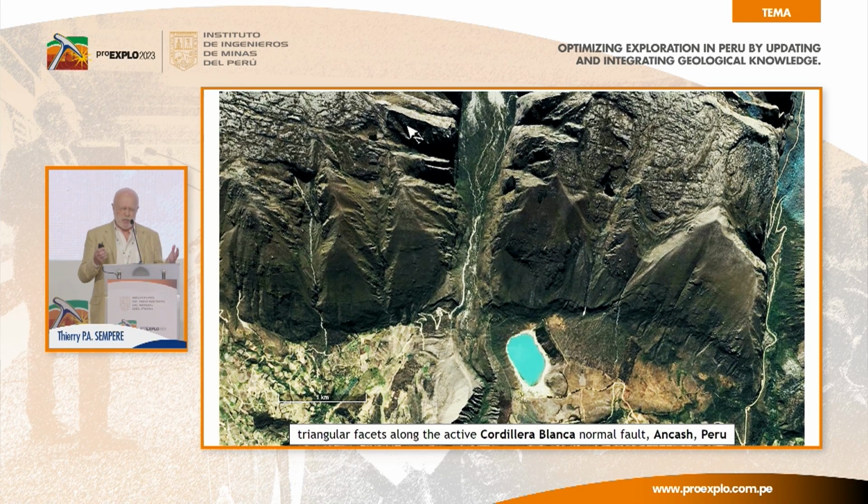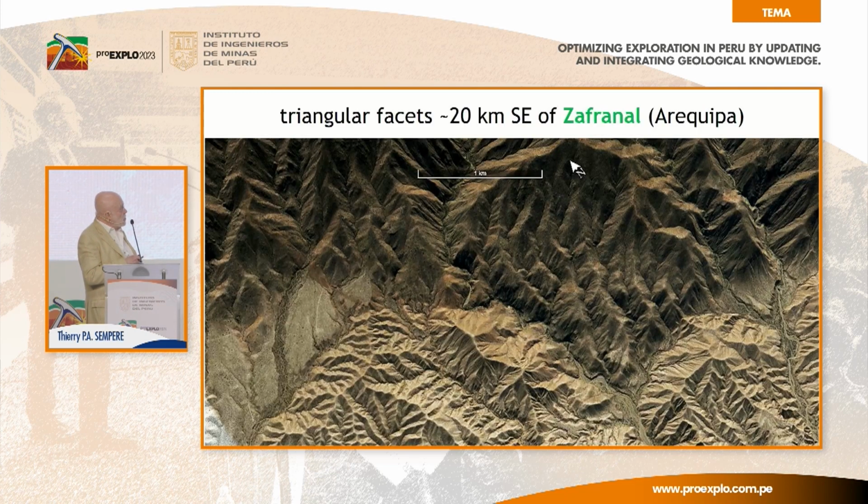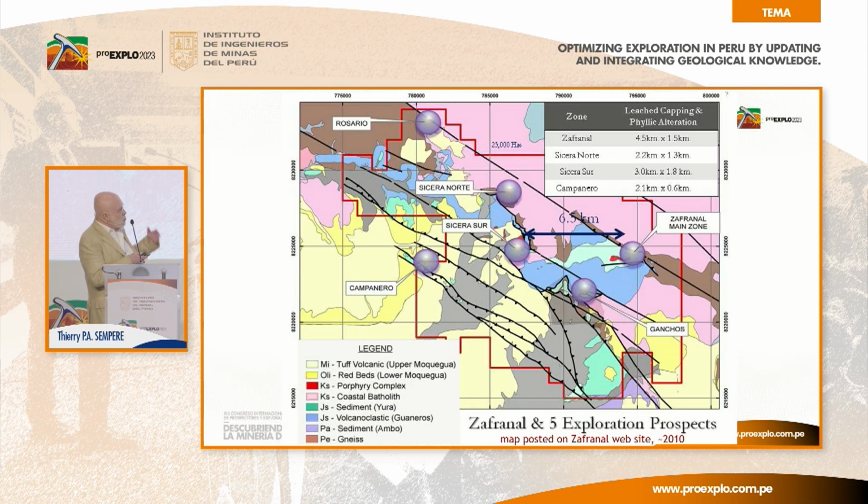If you go to the White Mountain range, the Cordillera Blanca, we can see that there are triangular facets along the active normal fault. And if we move on to other areas that have been mapped as reverse, such as Safranal, as you know, a very large copper mining project, there's a festival of triangular facets, which contrasts with this map that I downloaded from the internet 13 or 15 years ago, where everything was mapped as reverse faults. The triangular facet concept indicates that this is otherwise.